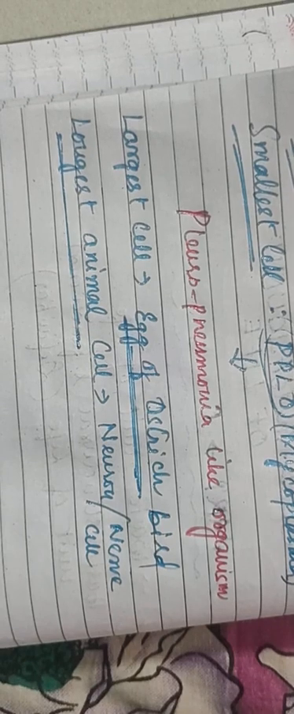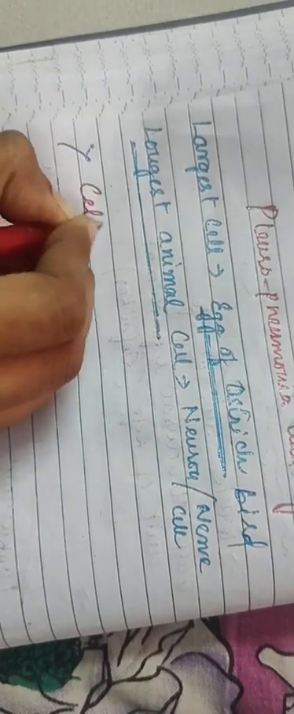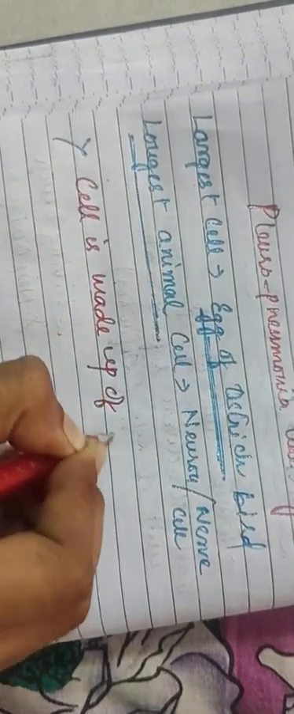The next point is what the cell is made up of. The next topic is what the cell is made up of. The first one is the plasma membrane.